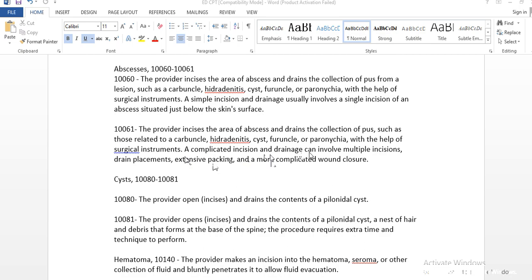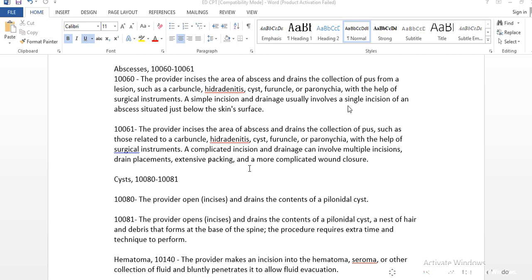Guys, these are also interview questions. If you go to an interview in surgery or ED, they will ask you what is the difference between simple and complicated. So we should be in a position to mention them. Single incision is simple one, multiple incisions and multiple abscesses complicated.